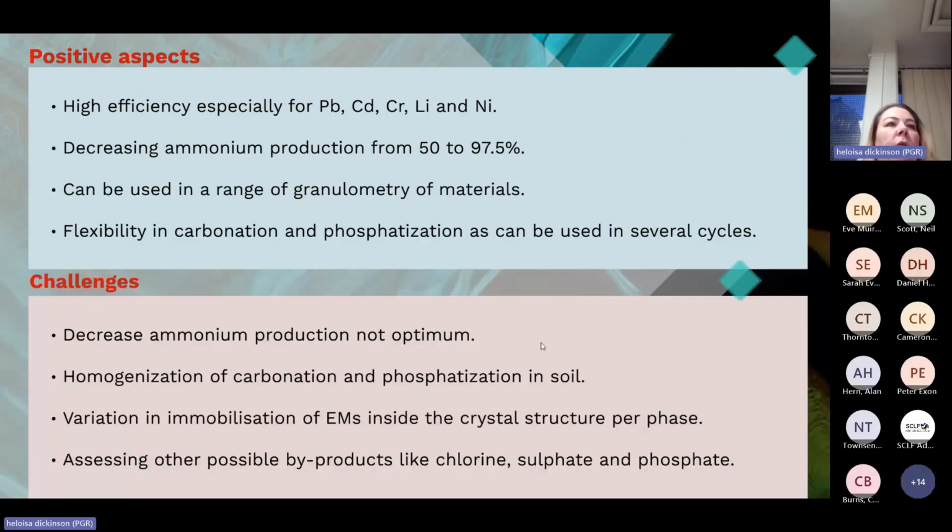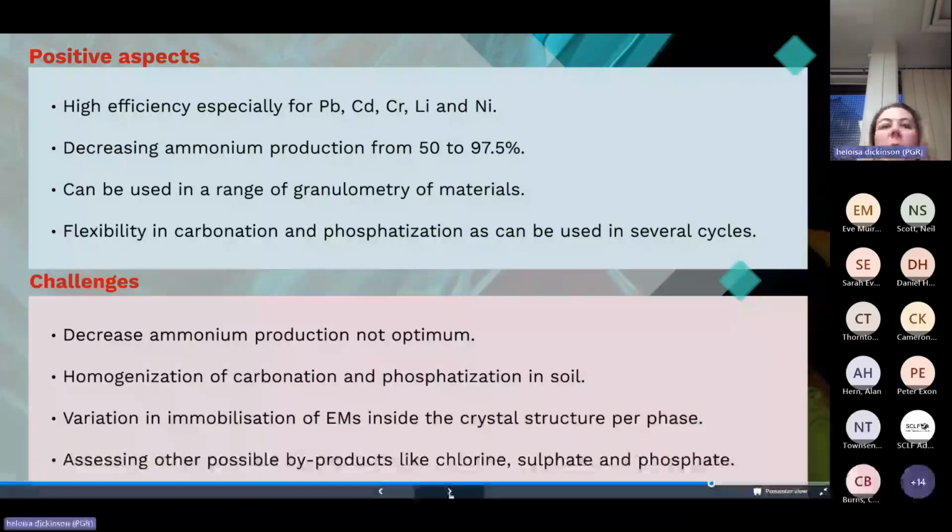The decrease in ammonia production is not optimal because we would like to have it above 90% for all scenarios. We still have a bit of heterogeneity in the soil when it comes to the levels of carbonation and phosphatization up to 30 centimeters depth. There is a variation in the immobilization of the ecotoxic metals inside the crystal structure per phase and per element, as I showed in the images. And we still need to assess other possible byproducts like chlorine, sulfate, and phosphate, and also metals in the residual liquid.